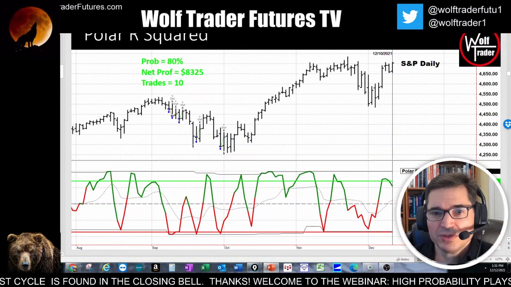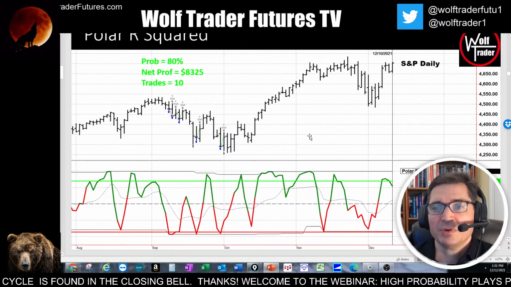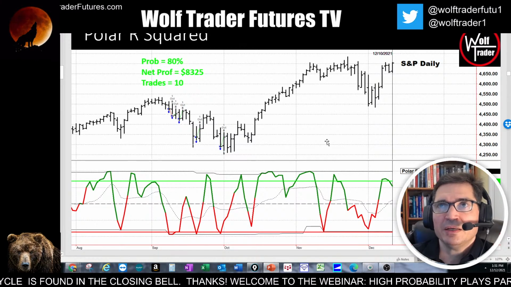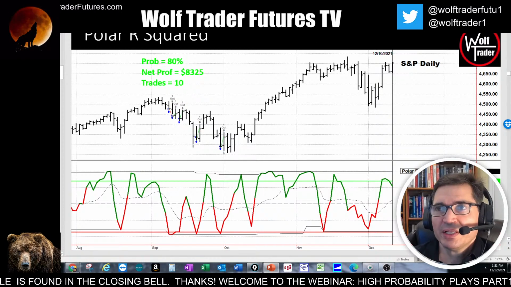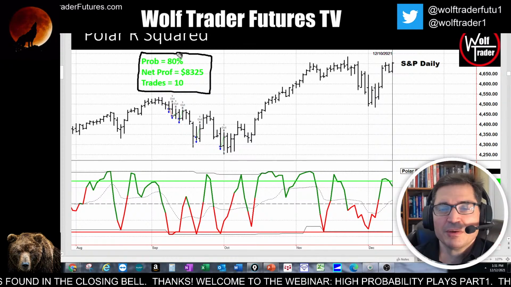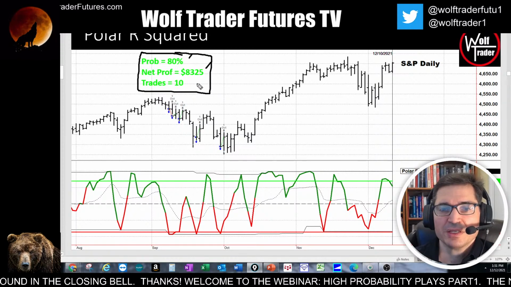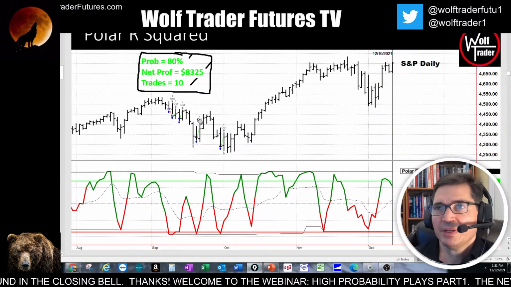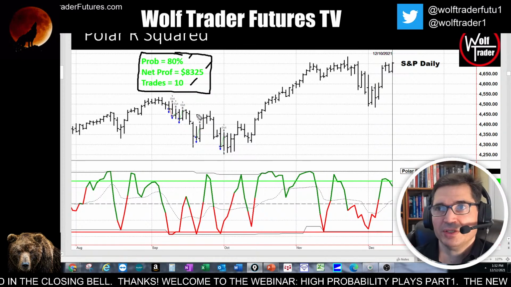So let's take a look here. This is an example of the polar R squared, if you're only looking at the 80% probabilities. This 80% probability, I just picked this one. So 80 was about $8,000, 10 trades. Not that many trades. This was across like a year.